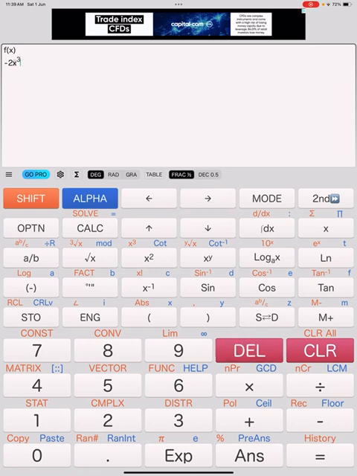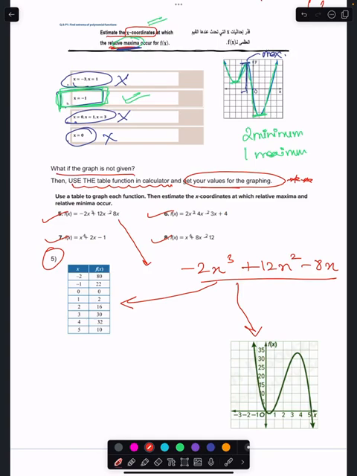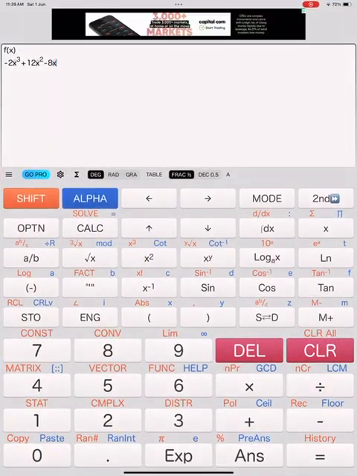plus 12x square. If I'm not wrong, this is x square. I will check. And the last part, minus 8x. Let's check the function once before we finalize. Minus 2x cube plus 12x square minus 8x. That is the function. I put equal to, there is a g(x), leave it blank and go to next.